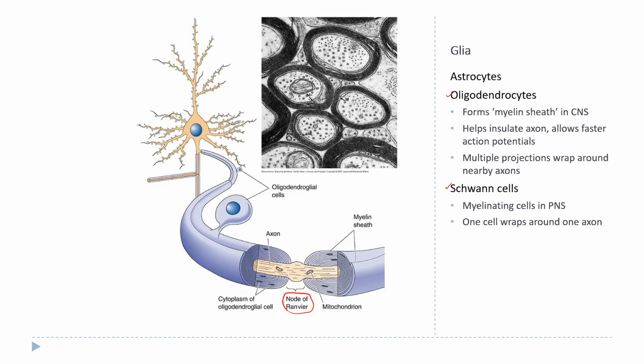The other difference is that one oligodendrocyte can myelinate multiple axons. So it doesn't really look like that here. Here it looks like this one cell is only myelinating this one axon, but a real oligodendrocyte, you would see multiple processes coming off, myelinating multiple axons. Schwann cells, meanwhile, one cell can only myelinate or wrap around one axon. Now that axon can have multiple Schwann cells, but only one Schwann cell per axon.